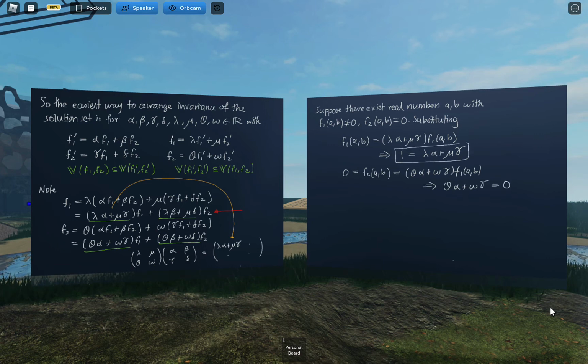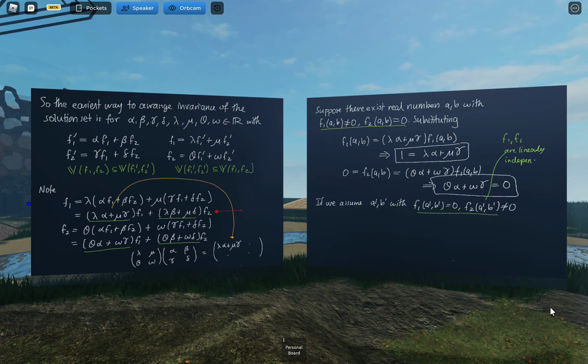All right. If I go through the other two equations and assume now that there exists a prime, b prime with F1 of (a prime, b prime) equal to 0 and F2 of (a prime, b prime) non-zero, and these two conditions together say that F1 and F2 are linearly independent as functions. If you are familiar with that, you don't need to be. So that's what I'm sort of setting up here.